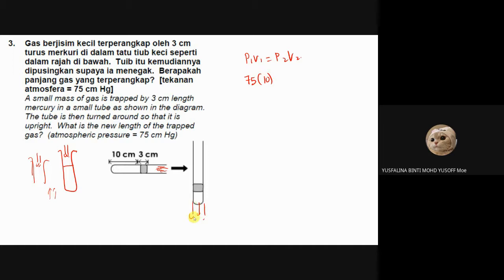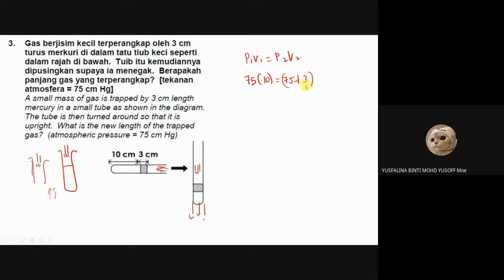So there is another force that pulls the liquid downward. This is actually mercury, so it pulls downward like that. So for this one, only 75 times 10. This is the pressure, only the atmospheric pressure acting on it. But for this one, since there is gravity, there is a force acting downward. So for this part, there is 75 plus 3.